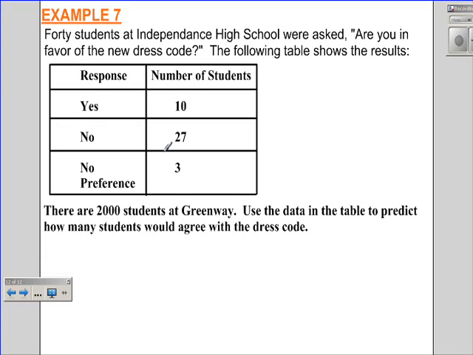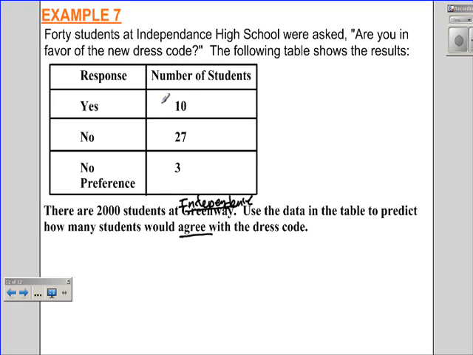Okay, hopefully you've had enough time to try it on your own and you were successful. So we're looking at 40 students at Independence High School who were asked, are you in favor of the new dress code? The following table shows the results. Number of students: 10 said yes, 27 said no, 3 said, nah, I don't care. There are 2,000 students at Greenway. Oops, I'm sorry about that, I guess that's a typo. That really should say Independence. Hopefully that wasn't too much of a problem for you. Use the data in the table to predict how many students would agree with the dress code.